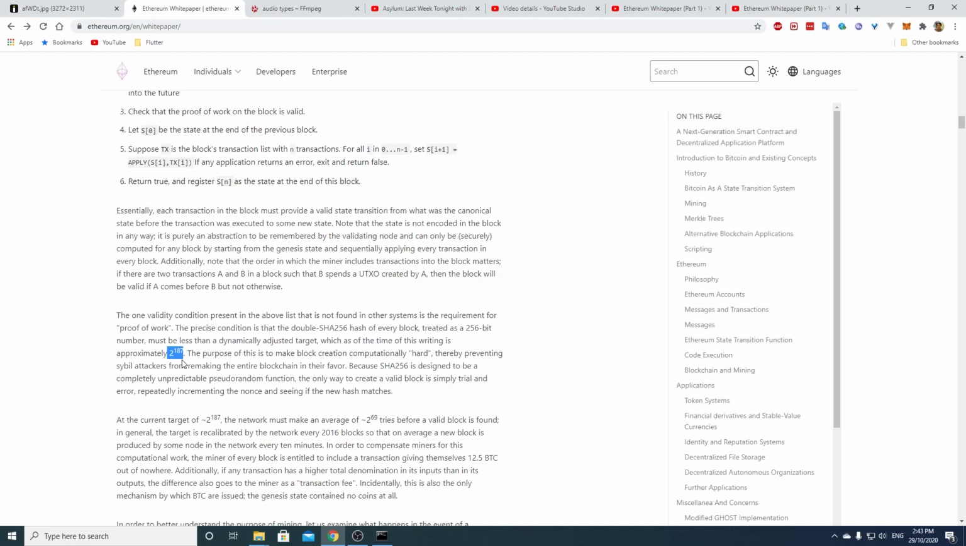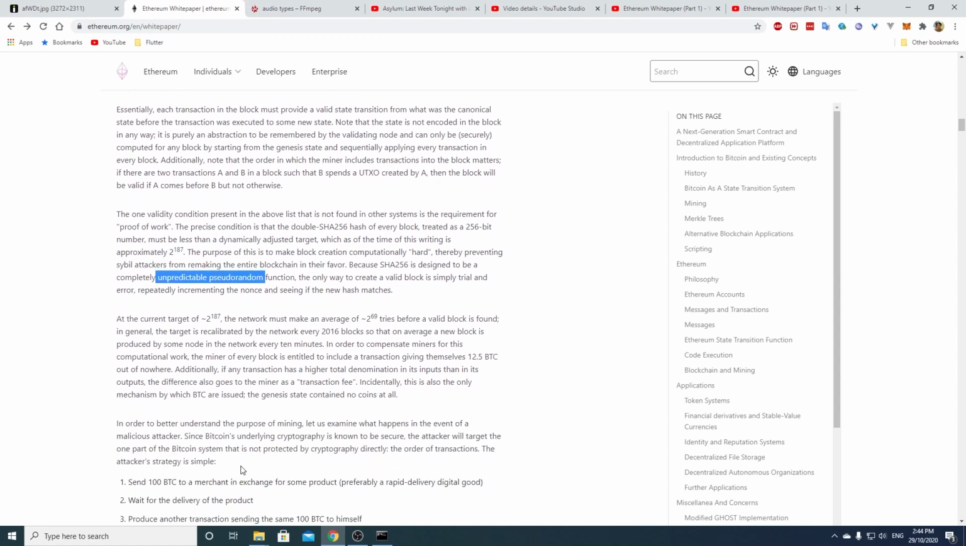These numbers are extremely large. So it's kind of like hitting a dot when you throw completely at random. And the only way to actually reach that goal is to throw a ton of darts, right? This is what miners do. They repeatedly increase the nonce, and might as well do 1, 2, 3, 4, 5, because you don't have any way that is smarter than that. You do 1, you get the hash. It doesn't give you any idea of what would be a better nonce than 2, because of this unpredictable pseudo-random property. At the current target of 2^187, the network must make an average of 2^69 tries.